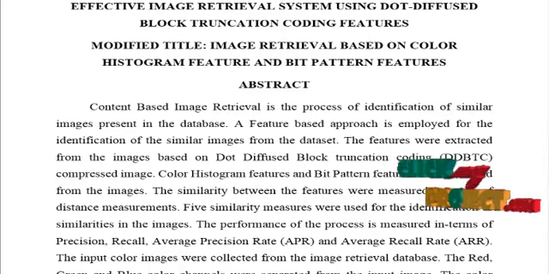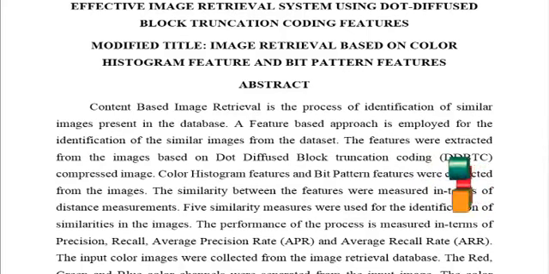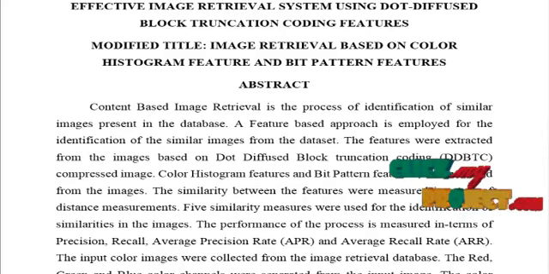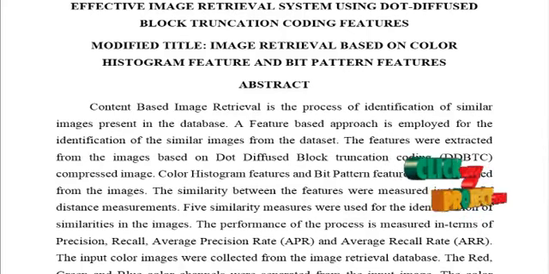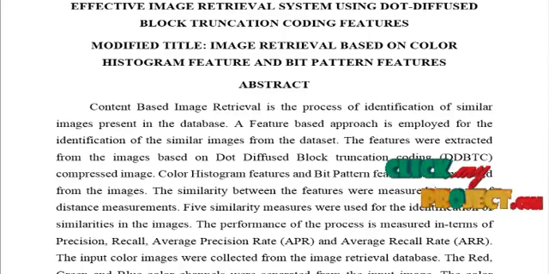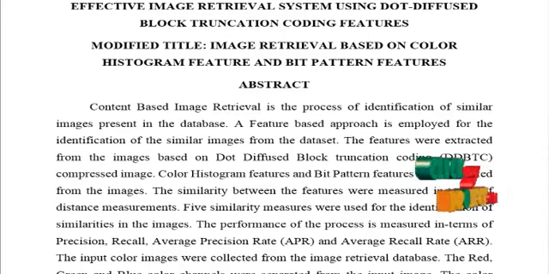Content-based image retrieval is the process of identification of similar images present in the database. A feature-based approach is employed for the identification of the similar images from the dataset. The features were extracted from the images based on the dot-diffused block truncation coding compressed image: color histogram features and bit pattern features were extracted from the images.